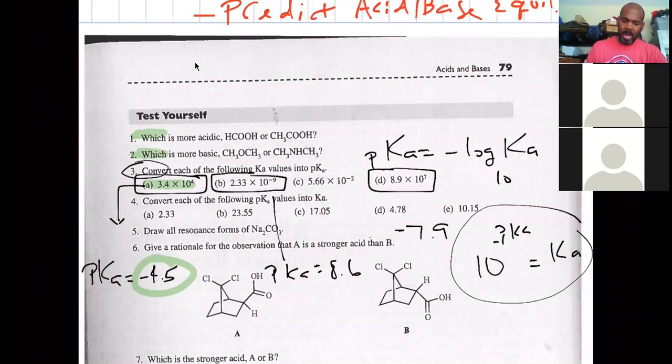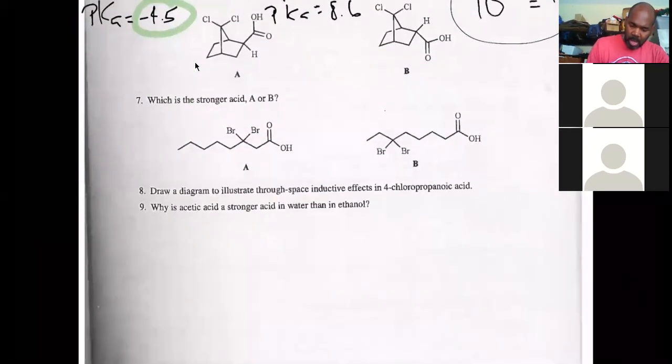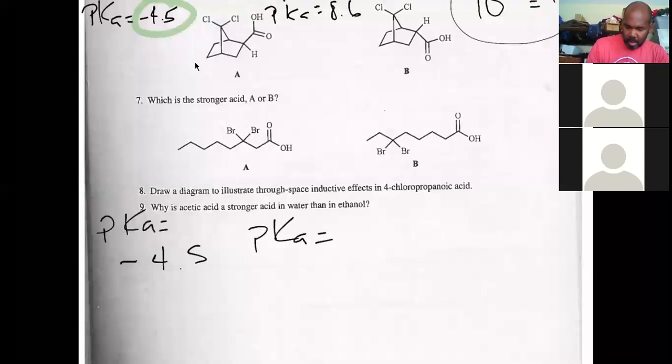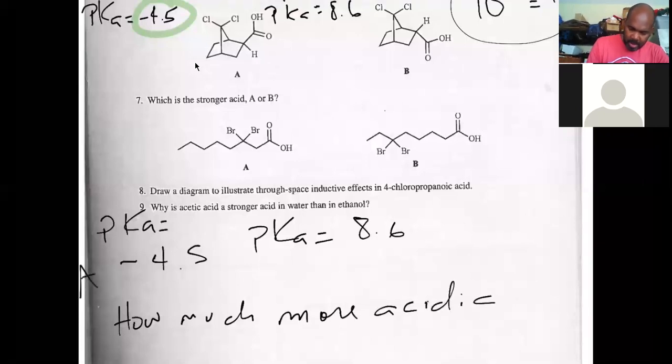Let's do this though. I want to introduce another concept here. So I'm going to ask this question: if you have an acid with a pKa of negative 4.5, and then you compare it to an acid with a pKa of 8.6, right? How much more acidic? Brain moving faster than my hand. I'm going to call this A, and we'll call this B.